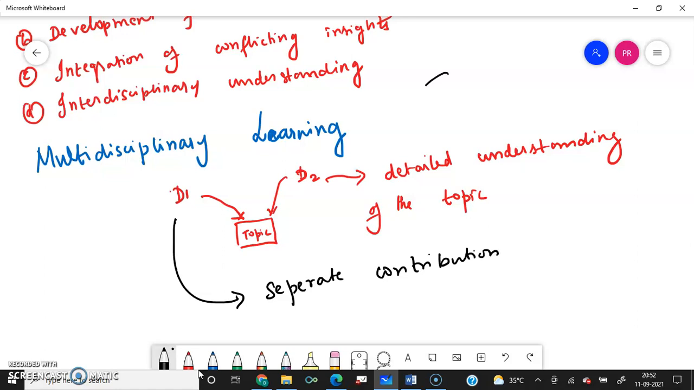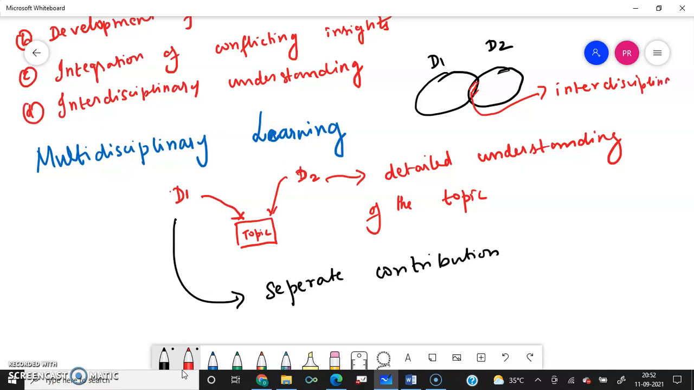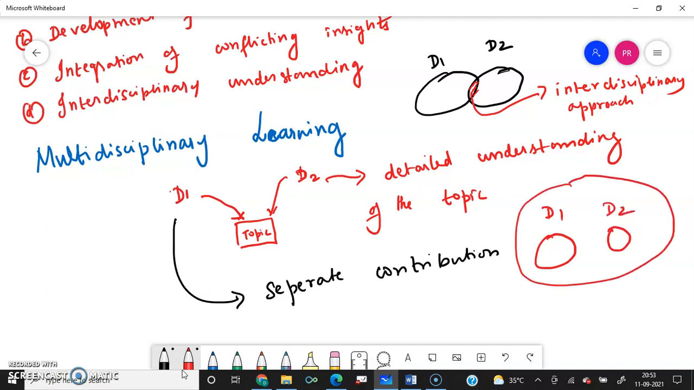Here we talk about discipline 1, discipline 2. Submerged. This is interdisciplinary. Here discipline 1, discipline 2. We don't merge it. Separately they are contributing. So this is multidisciplinary.